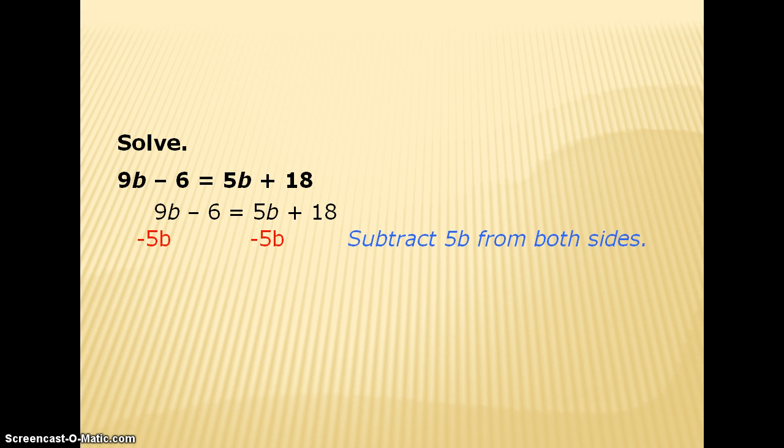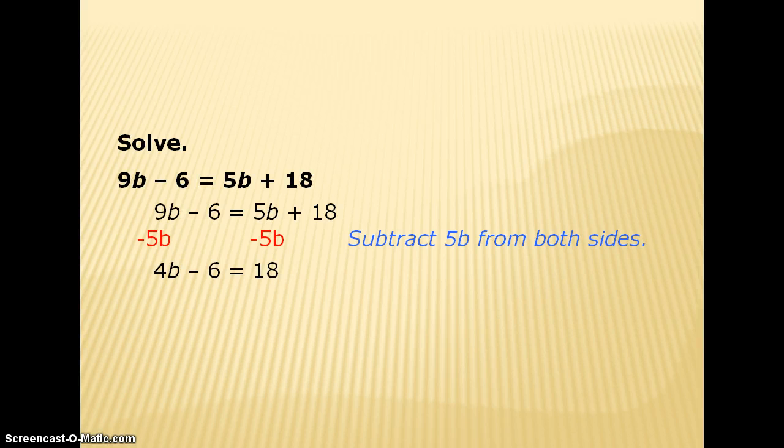So one of the things we could choose to do first would be to take the 5b away from both sides. Anytime you can keep numbers positive, that works really well. Notice that we subtract the 5b from the 9b because those are the only terms that can be combined. So we get 4b minus 6 equals 18. Now it's a two-step equation.